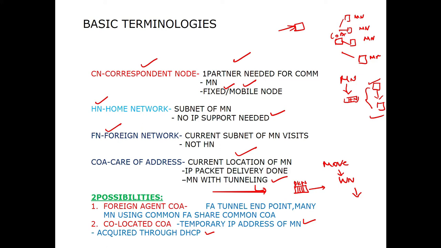Here no internet protocol support is needed. And the foreign network is the current subnet that the mobile node visits, another network, which is said to be the foreign network, and it is not the home network. Care of address, COA, stands for care of address. Here the current location of the mobile node with respect to IP packet delivery is given. When the mobile node moves, we go for a concept called tunneling. Tunneling is the way a packet moves from one network to another network. And we have another concept called encapsulation. We will learn this in detail. So what is encapsulation?